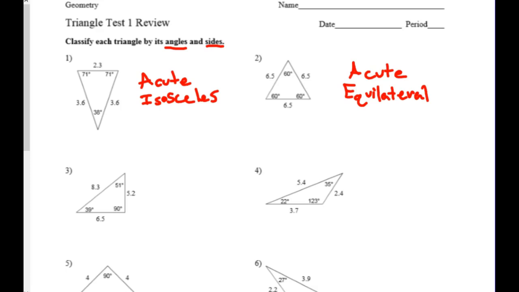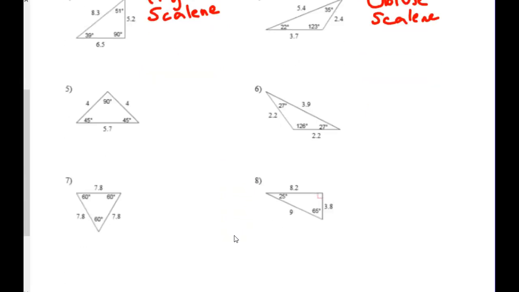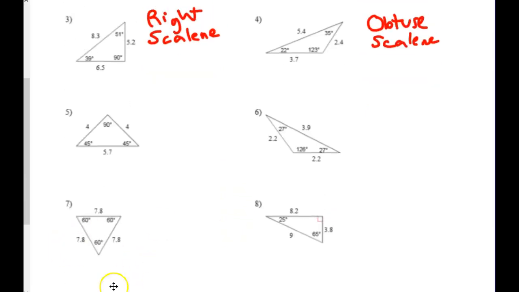Okay, on number 3, looking at the angles, I see 1 right angle, so that's going to be a right triangle, and all the sides are different, so that's going to be scalene. Number 4, I have 1 angle greater than 90, that's obtuse, and all my sides are different, that's scalene. Again, you're looking at these key angles. If you have 1 that's 90, it's right. If you have 1 that's obtuse, it's obtuse.